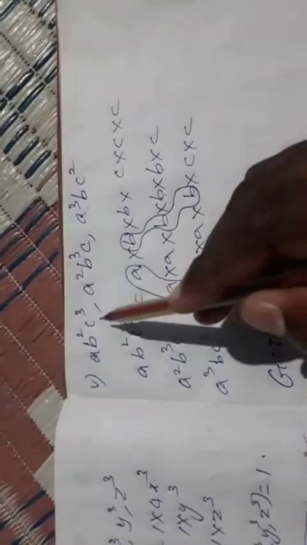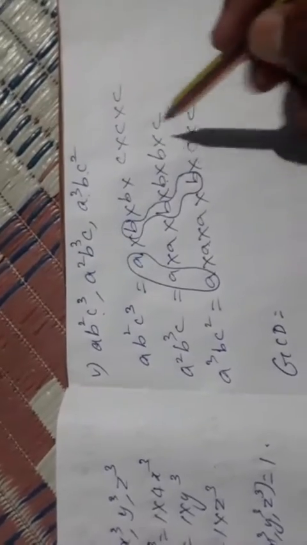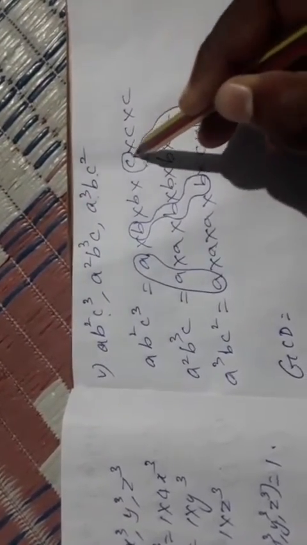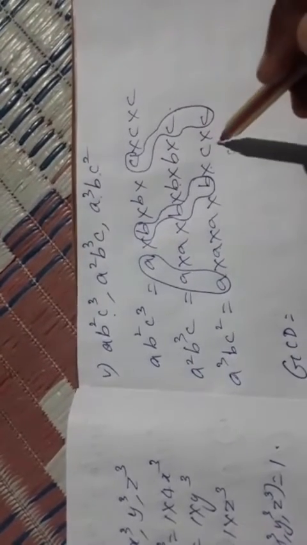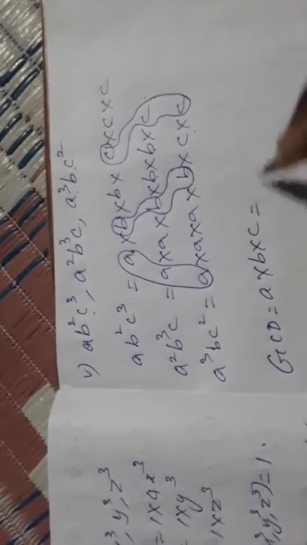Next see here c cube, here c square. What is the common? c only is common. Here one c is present, another c is present, but one term has only one c, so it's not common. Therefore what is the GCD? a into b into c, therefore a b c. So the solution is over.